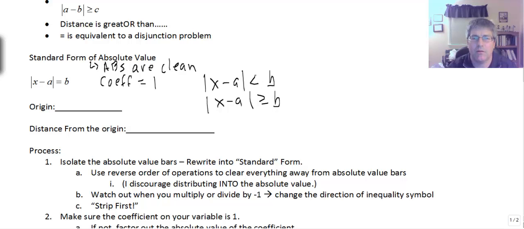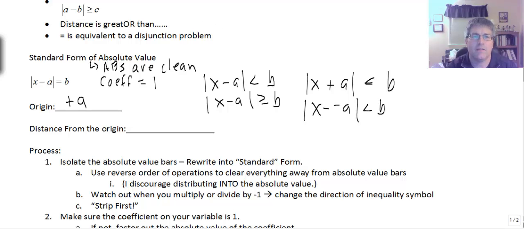I'm not going to worry too much about whether it's less than or greater than in determining whether it's standard form or not. But in standard form, we can easily find our origin. Our origin is the opposite of the sign that we're looking at here. So really, our origin here is a positive a. If we had the absolute value of x plus a is less than b, that's standard form. That's like x minus negative a is less than b. So in this case, our origin is negative a, the opposite of a. Our origin is essentially the opposite of what we're looking at here.